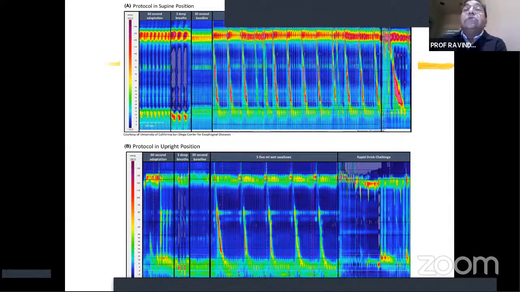But anyway, this is the current protocol to do the manometry studies. After you place the catheter, you give 60 seconds of rest, then you do 3 deep breaths.